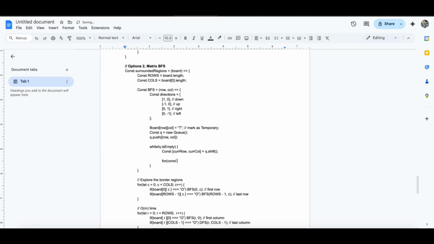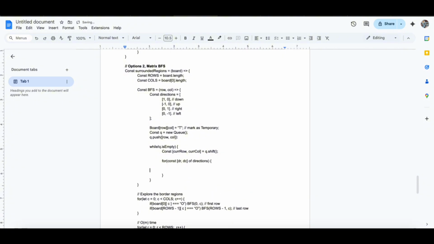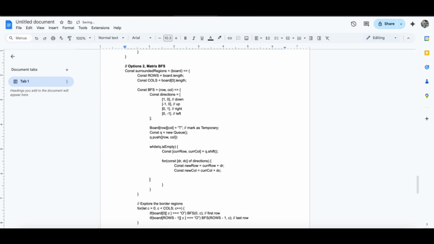For const direction row and direction column of direction, const new row is current row plus the direction row, const new column is current column plus direction column. Then we're gonna check if, explore four direction.